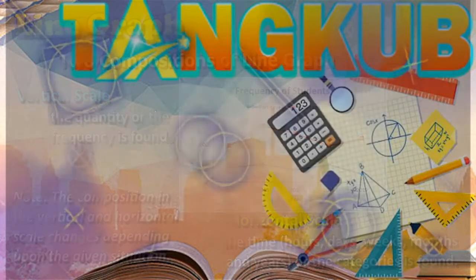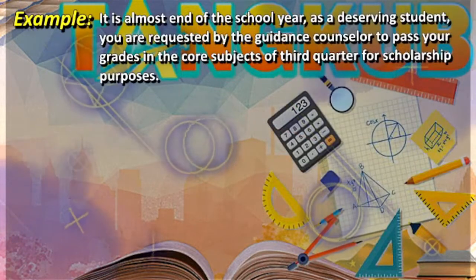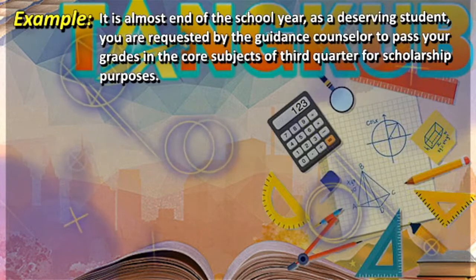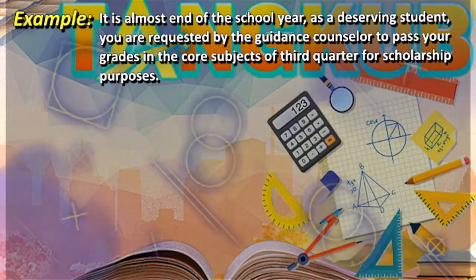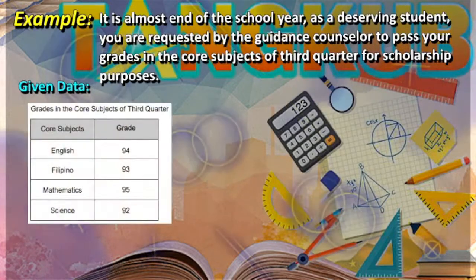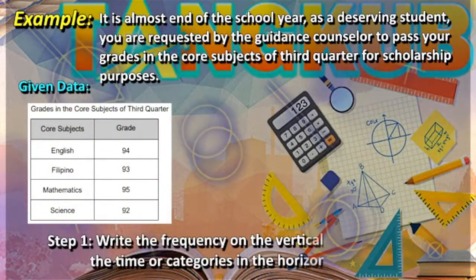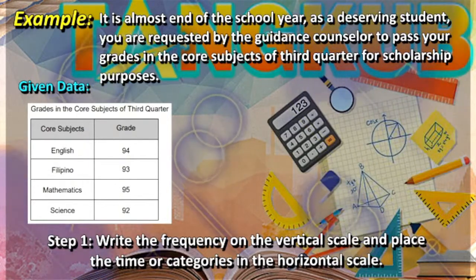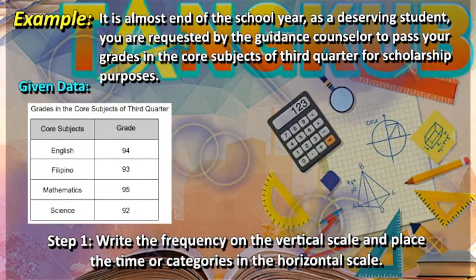For example, it is almost the end of the school year, and as a deserving student, you are requested by the guidance counselor to pass your grades in the core subjects of the third quarter for scholarship purposes. The data is given below. Step 1. Write the frequency on the vertical scale and place the time or categories on the horizontal scale.